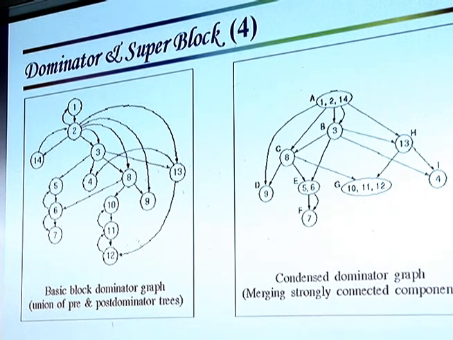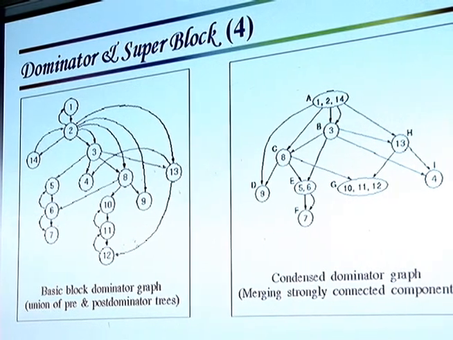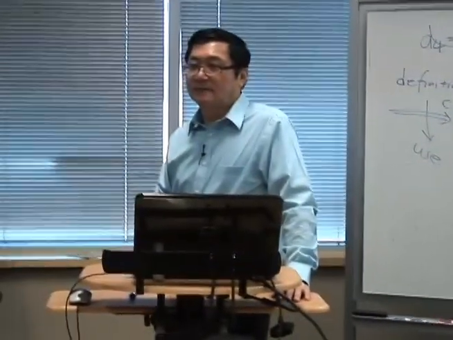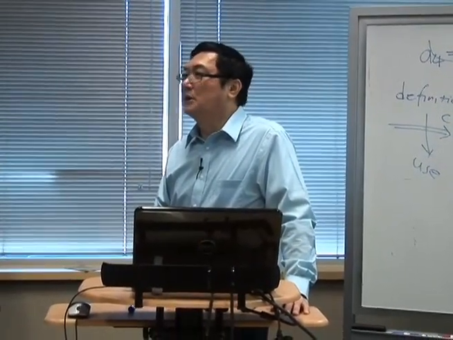Once again, if I'm at 1, I have a path from 1 to 2. I have a path from 1 to 14. If I'm at 2, I have a path to 1. I have a path to 14. If I'm at 14, I have a path to 2 and then to 1. So at any point, there is a path from that point to everyone else.